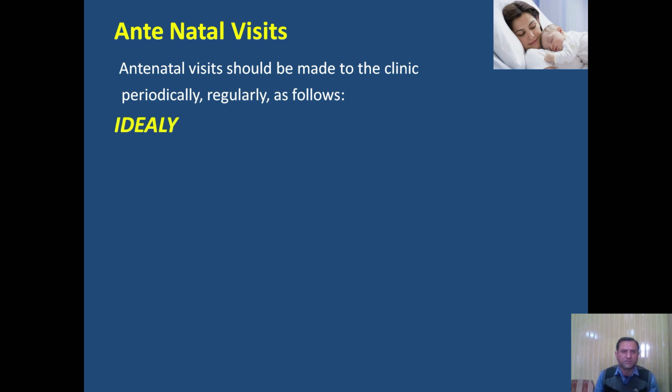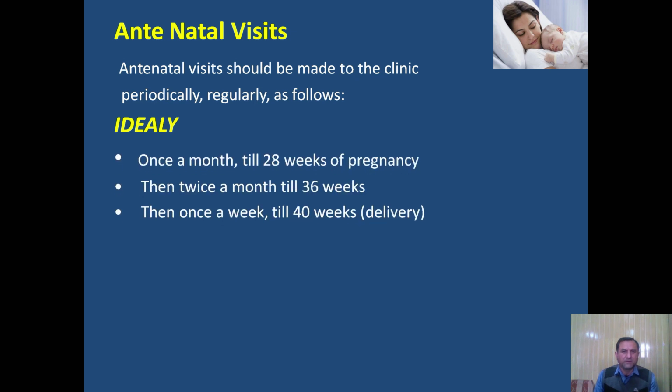So ideally, the pregnant lady should visit the antenatal care every month in the first 7 months. Then at least fortnightly, twice a month, till 36 weeks of pregnancy. Then once a week till the 40th week or till delivery. That means she usually needs around 14 to 15 visits ideally.